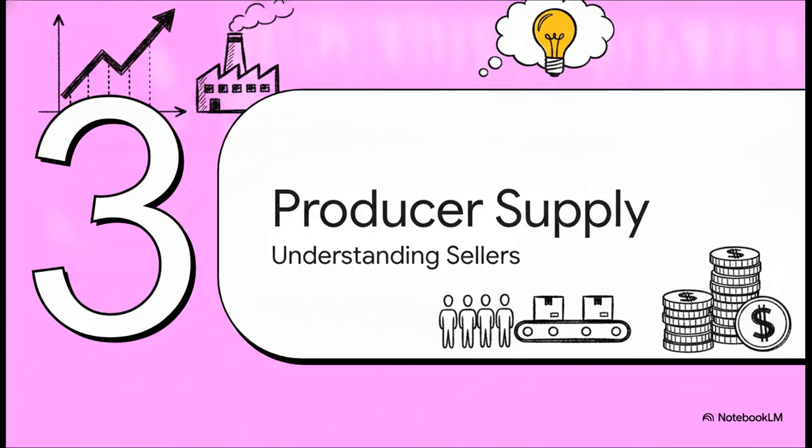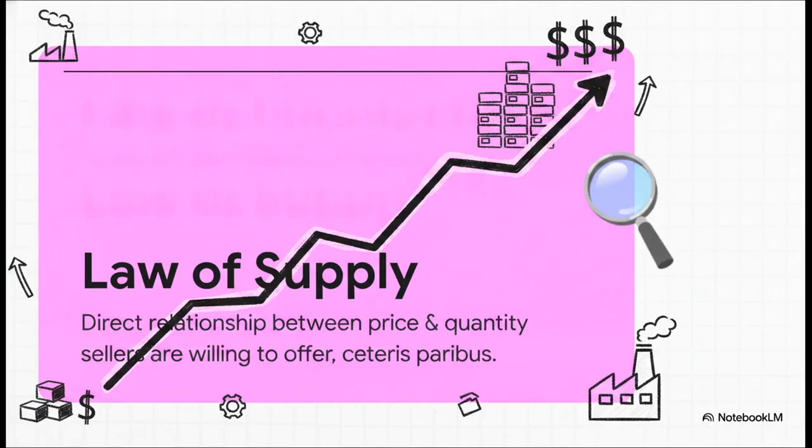All right, Section 3, Understanding Producer Supply. We've mastered the buyer's perspective, so let's completely flip the script and analyze the producer. Producers operate under the law of supply, which is the exact opposite of demand. This law represents a direct relationship, meaning producers are highly incentivized to bring more goods to market when the price is higher. Again, assuming all other factors are held perfectly constant.